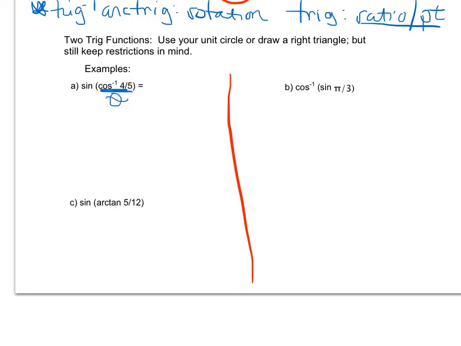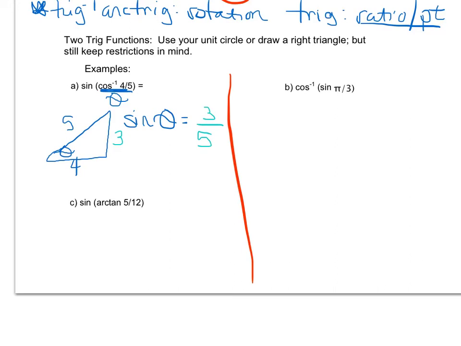I'm just going to put my triangle in the first quadrant since cosine is positive. And I'm going to say some rotation gave me 4 over 5. What is that rotation? Well, I don't really need to know that rotation. I just need to figure out what is sine of that rotation. I can figure that out if I have my opposite side. I can either use the Pythagorean theorem, or notice this is a 3, 4, 5 triangle, and say that sine of cosine inverse of 4 over 5 is just 3 over 5.